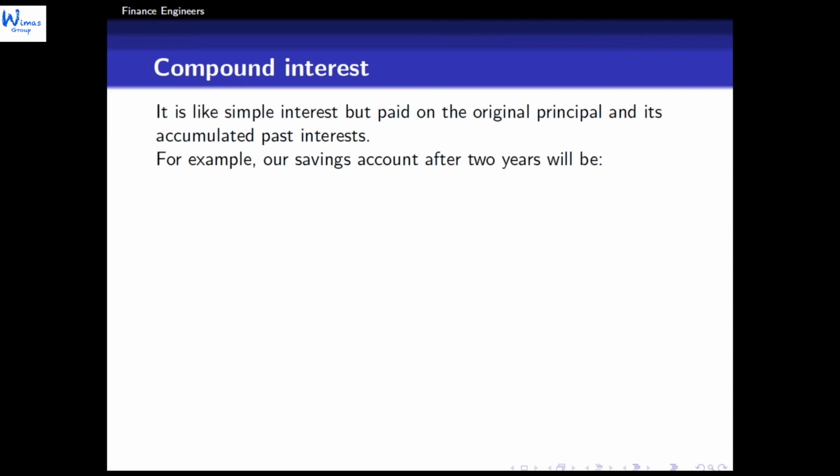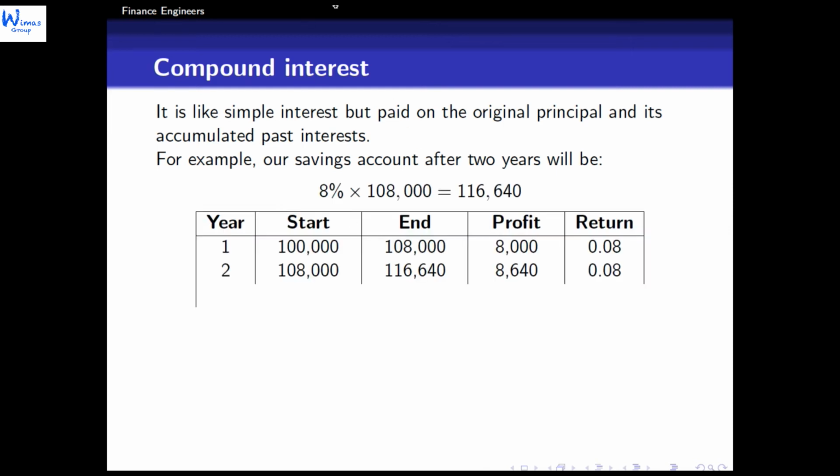So let's have a look at our savings account with interest rate, the previous example, 8%. For 1 year, you start with 100,000. At the end of 1 year, you get 108,000. So the profit you have made is 8,000. After 2 years, you have 116,640. You see, 8,000 times 2 is 16, but there is 640 more.